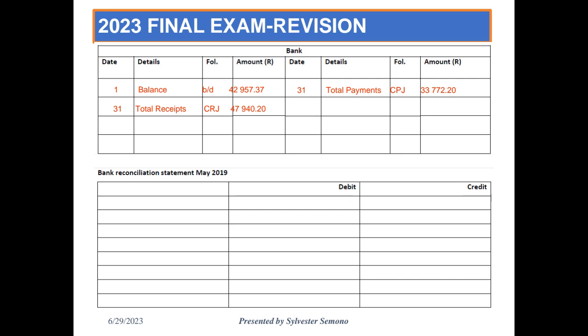I just added the total that I found here on the debit side. How much did you get, Mbali? 90,897.57. Okay, thank you so much.